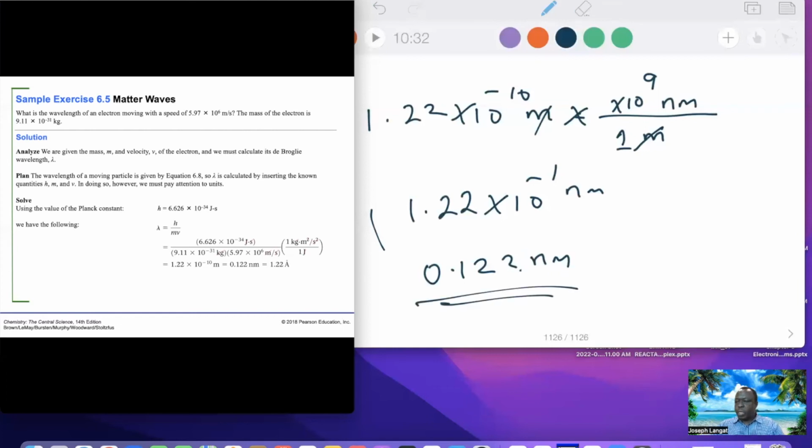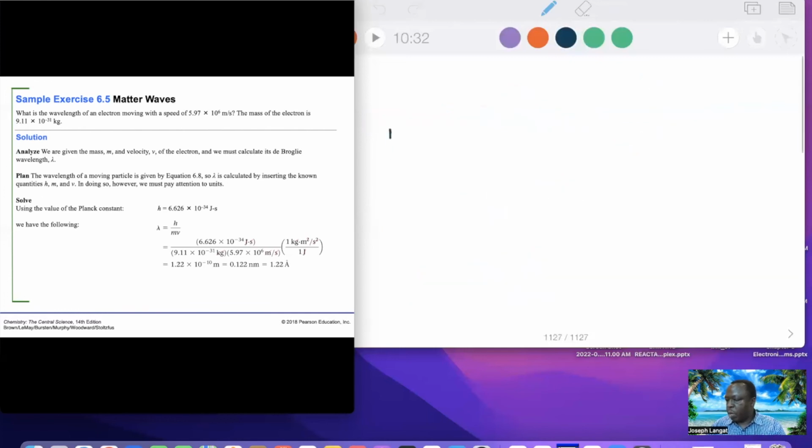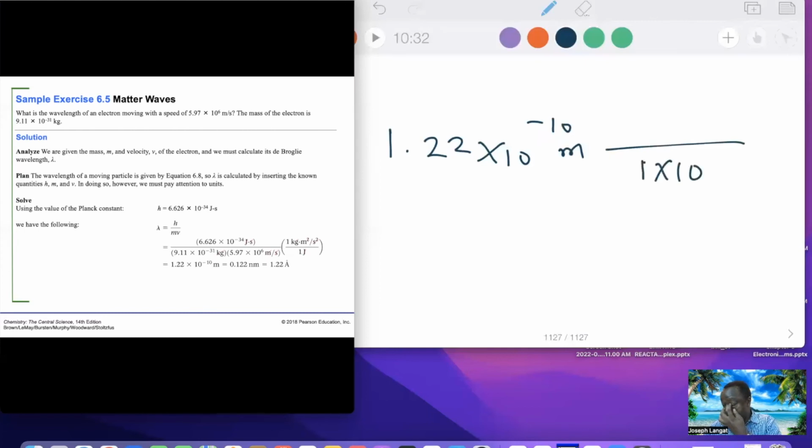If you want to change to angstrom, it's 1.22 times 10 raised to negative 10 meters. 1 times 10 raised to negative 10 meters equals 1 angstrom, like that. So if you take that across, it's 1.22 angstrom. 10 and 10 will cancel. You remain with that.